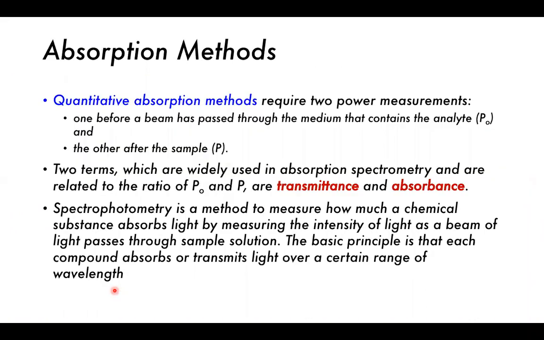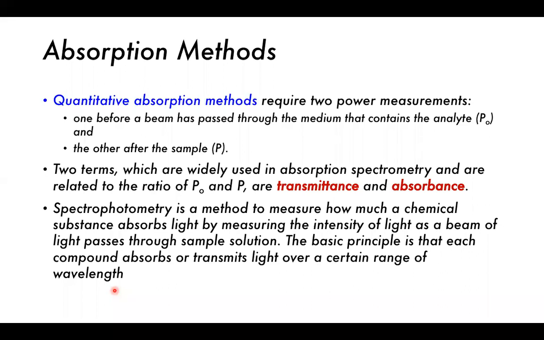So quantitative absorption methods require 2 power measurements, as we said before. There's one before a beam has passed through the medium that contains the analyte, which has incident radiant power P0, and the other after the sample, which has a radiant power of P. These 2 terms, which are widely used in absorption spectrometry and are related to the ratio of P0 and P, are called transmittance and absorbance.